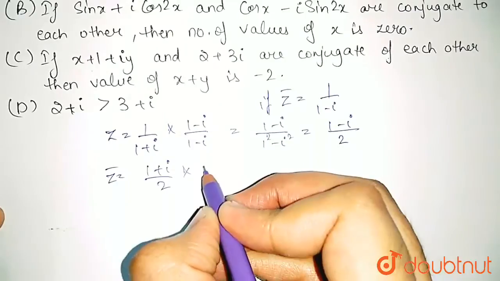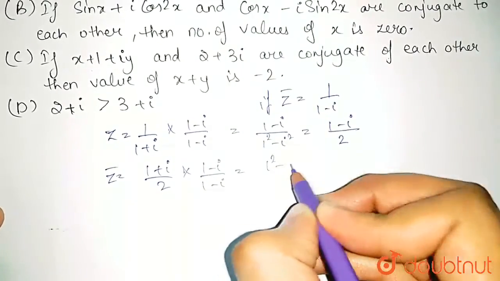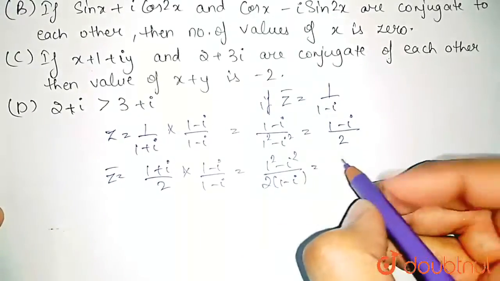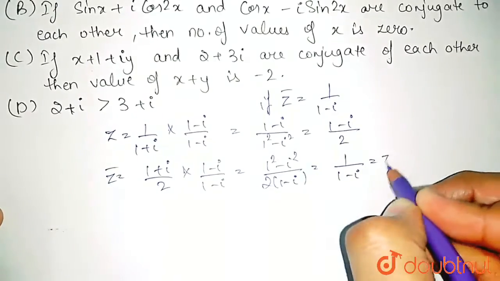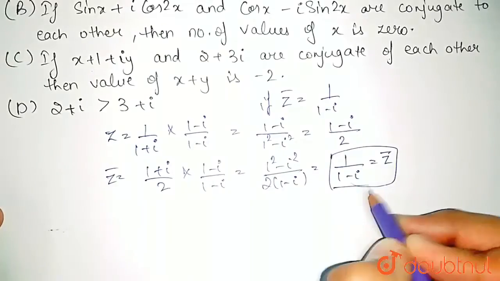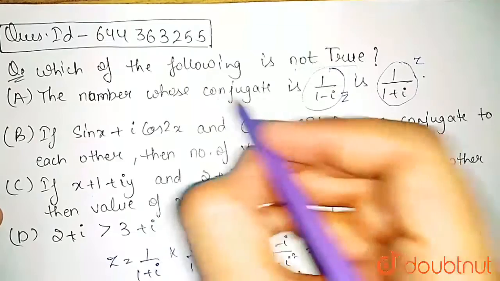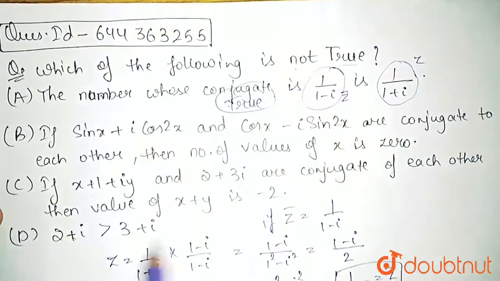Now again rationalizing it, it would be equal to 1 square minus iota square divided by 2 into 1 minus iota. So that would be equal to 2 upon 2, that is 1 upon 1 minus iota. So this is coming out to be z bar, and this is what we needed to prove, that z bar is equal to this. So the first statement is true. Now let us check the second statement.